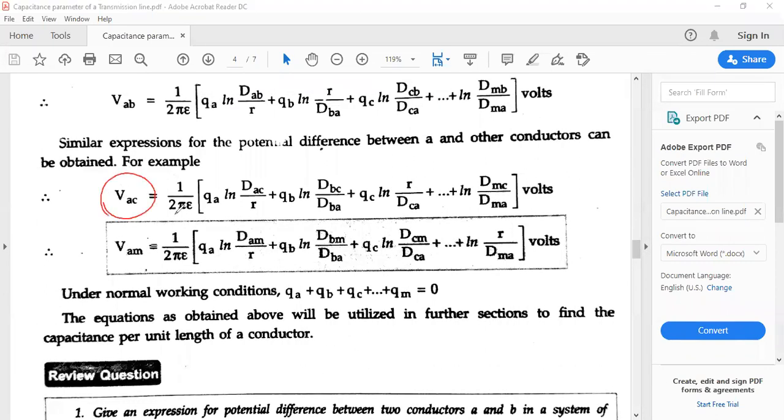We found VAB, and VAC is to be found, and similarly VAM. Looking at the expressions on the whole, I can write it like this: 1 divided by 2 pi epsilon, QA ln of DAC divided by R. If you observe, DAB was there, now this is AC. Next, QB ln of DBC by DBA, QC ln of R divided by DCA, plus QM ln of DMC divided by DMA, in volts.